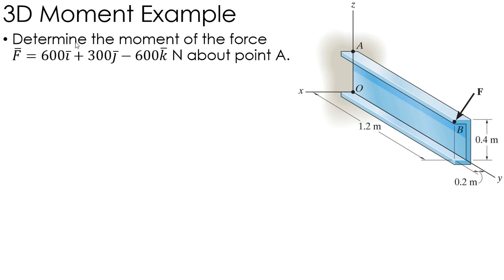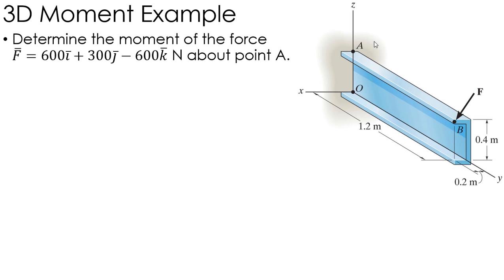So here's an example of a 3D moment. I have this force acting at point B here, and that force is defined by 600, 300, negative 600 newtons. Okay? And I want to find the moment of that force about point A. So the equation for such a moment is R cross F.